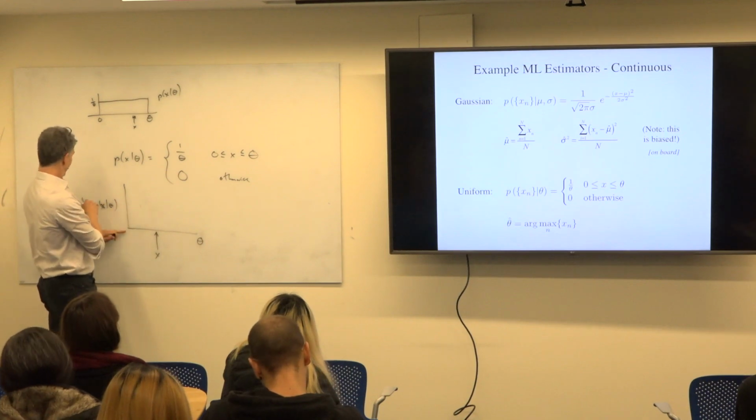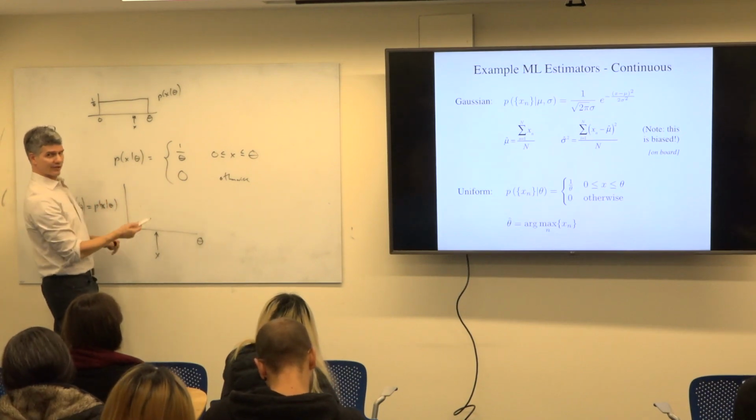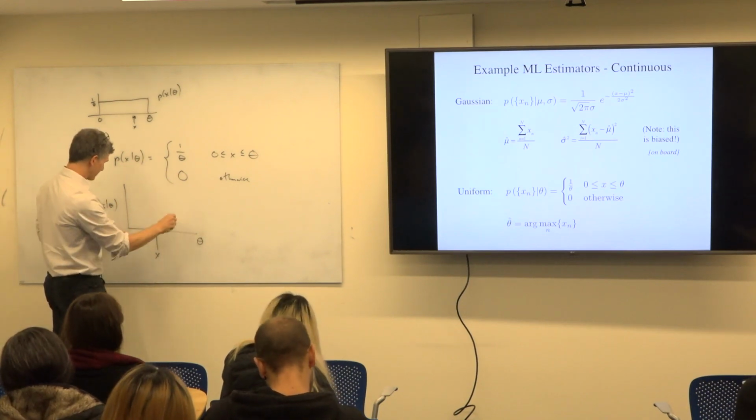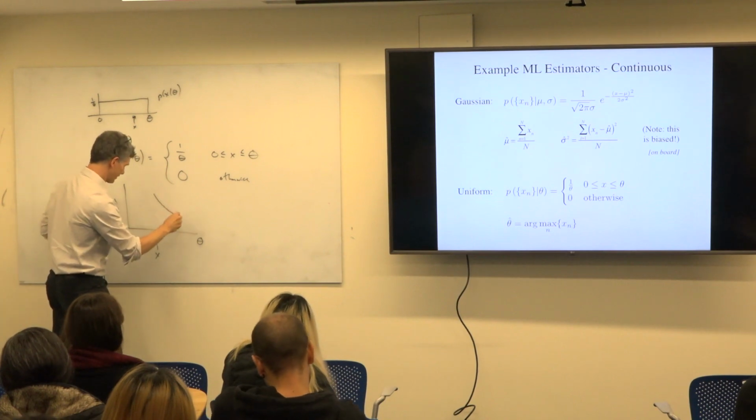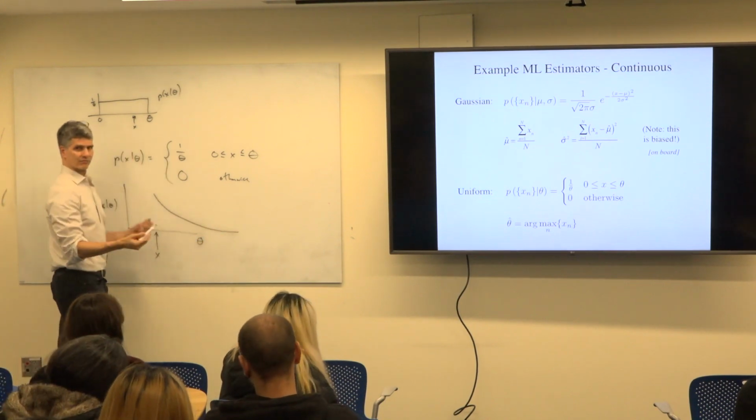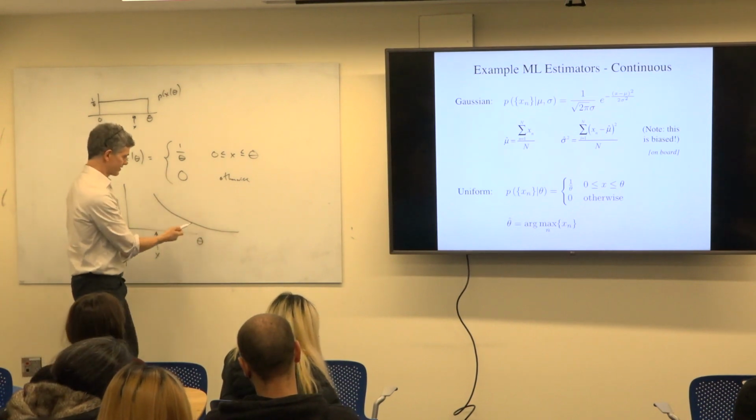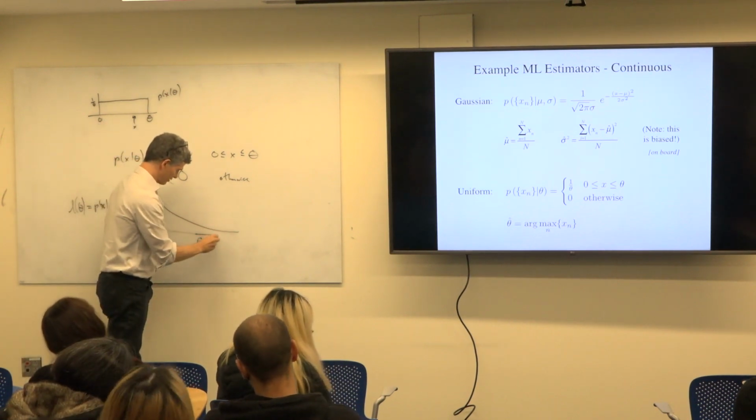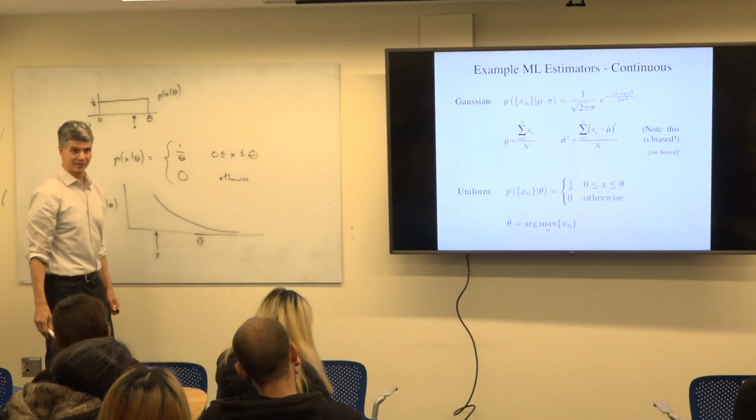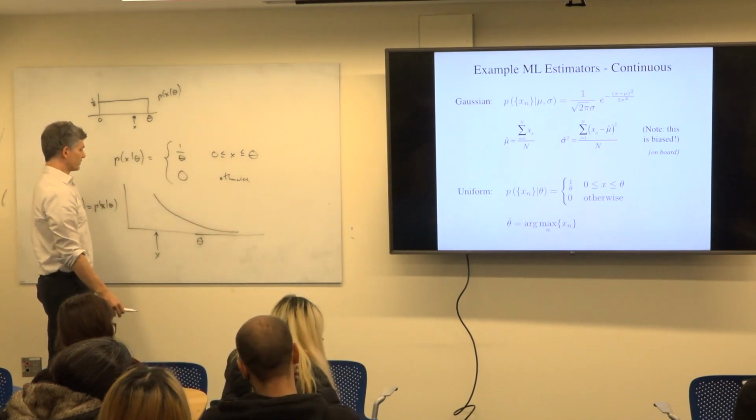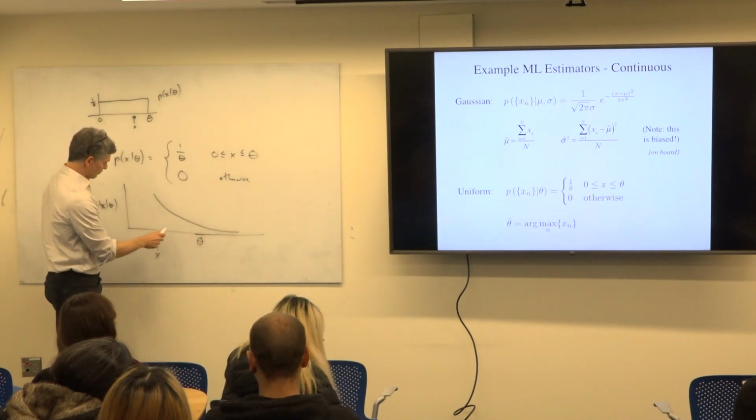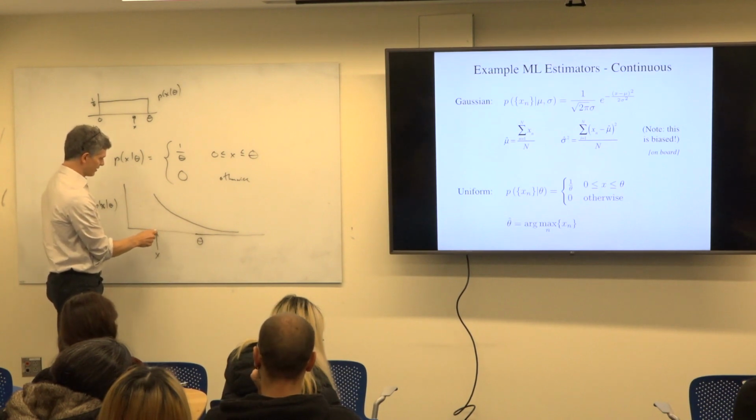And what is the value of the likelihood? Well, it's 1 over theta. So if I plot the function 1 over theta, it looks like that. That's 1 over theta, right? Something that falls as the inverse of theta. As theta gets large, this thing gets small. Eventually it goes asymptotically to 0, right? And what happens here? Well, when theta gets down to x, that's as small as theta is allowed to be, right?